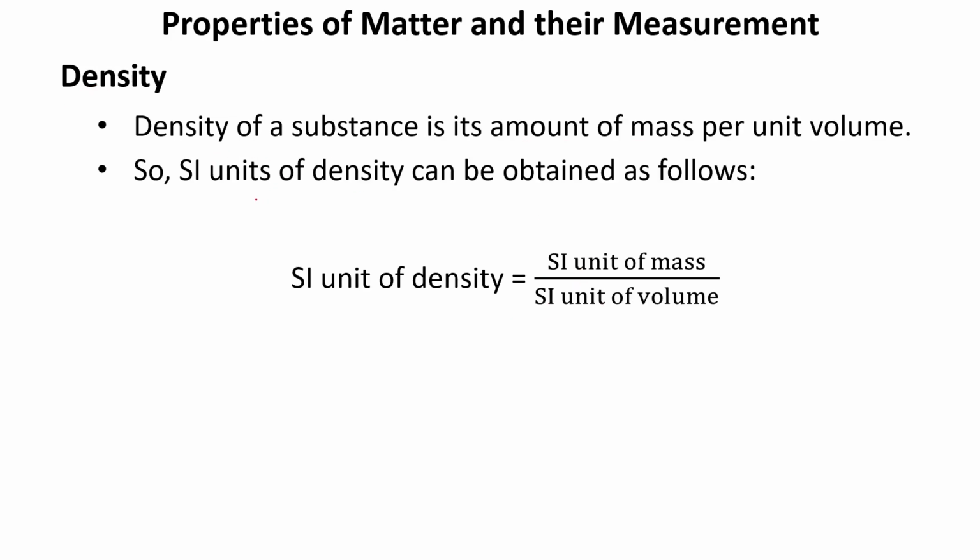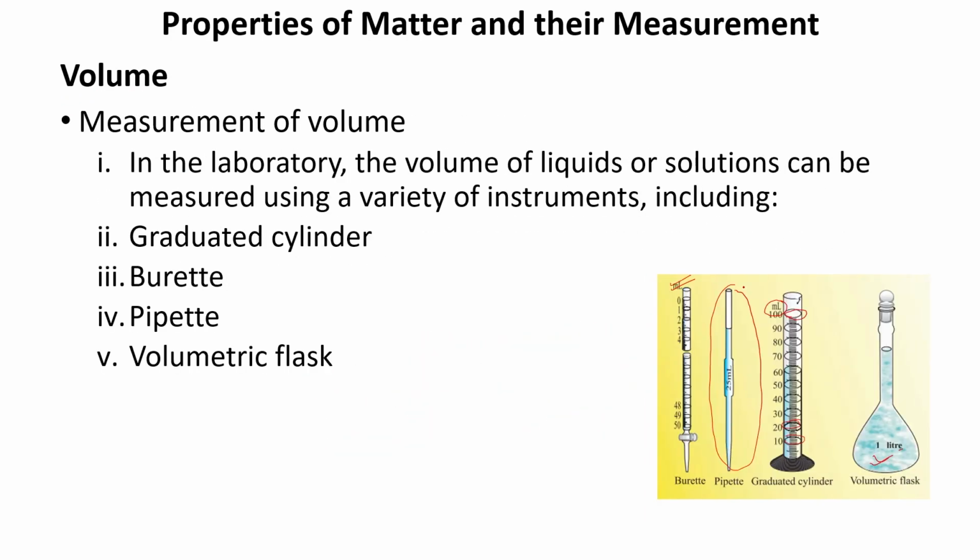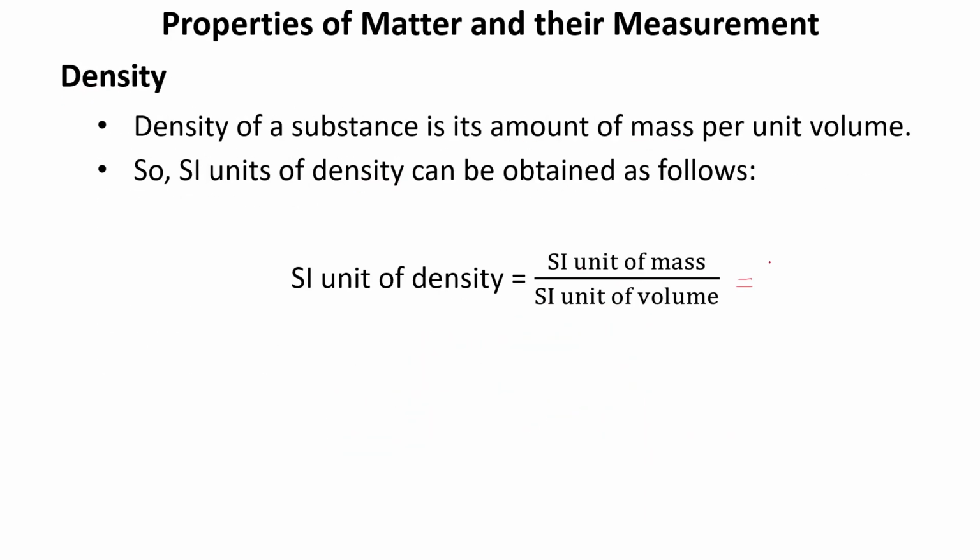Now we will move to the SI unit of density. To find the SI unit of density, you have to divide mass by volume. The SI unit of mass is kg, and the SI unit of volume is meter cube. So it will be kg per meter cube. You can see here that we can derive all the derived units using the base units of the SI system. These 7 base units will always be used to derive all the derived units.